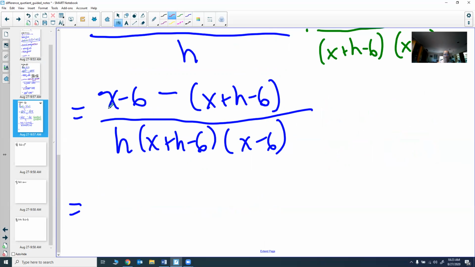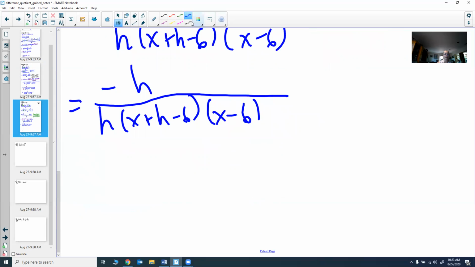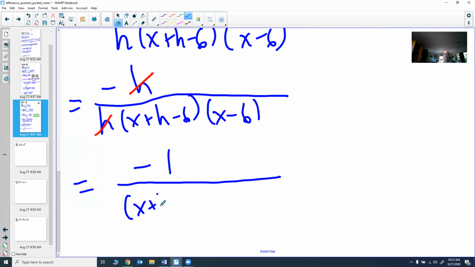So what I notice is my x's are going to cancel and my 6's are going to cancel. And what I'm going to end up with is minus h in the top, h times (x plus h minus 6) times (x minus 6) in the bottom. Then I notice, hey, there's an h up here and an h in the bottom, so both the h's cancel. I'm left with negative 1 in the top and (x plus h minus 6) times (x minus 6).